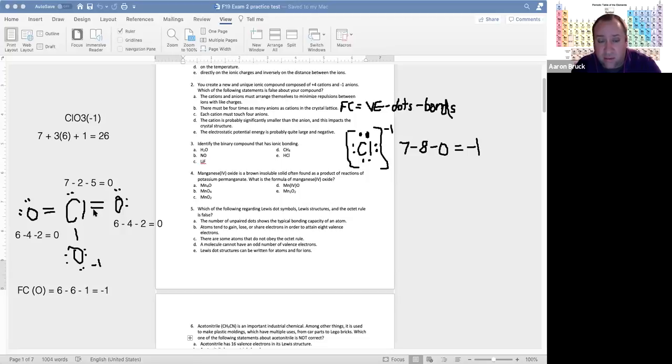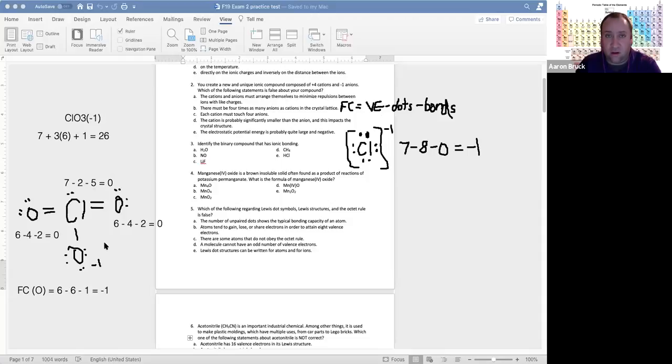So the formal charge of the central atom, would it be -1? In this case, it's 0. Formal charge is valence electrons, which for chlorine would be 7, minus its dots, which in this case would be 2, minus its bonds, which in this drawing, I've got a double bond here, I've got another double bond there, so 5, and I've got one more there. 7 minus 2 is 5. 5 minus 5 is 0.